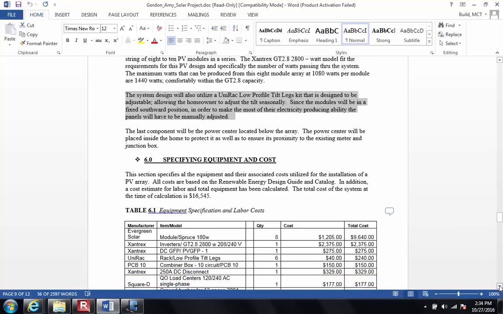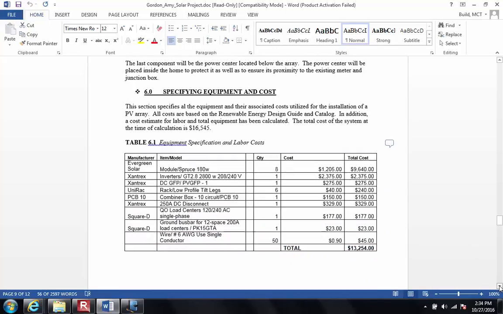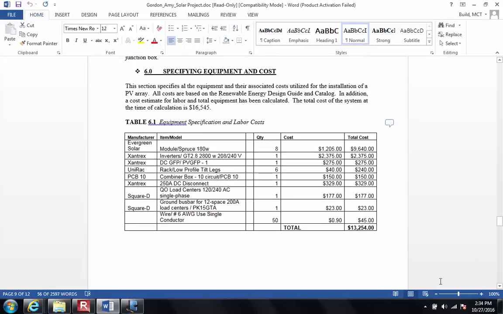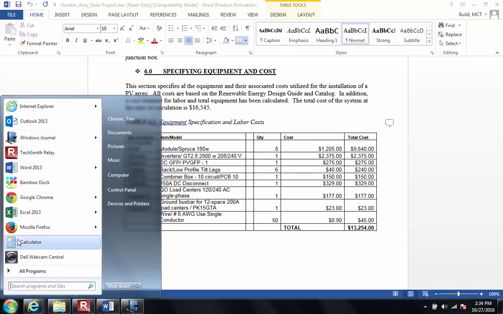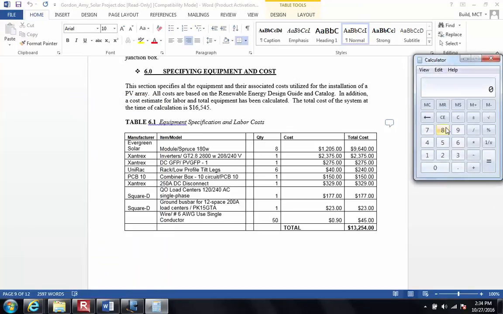And here is the wake-up call. In 2010 prices, 180 watt panel, like I said, that's fairly small compared to what we see out there now. $1,205 per panel, which I want to do a little calculation on right now to figure out what that is per watt.